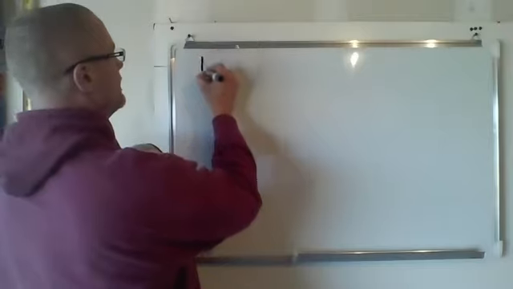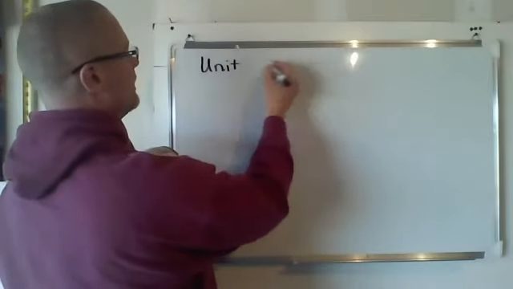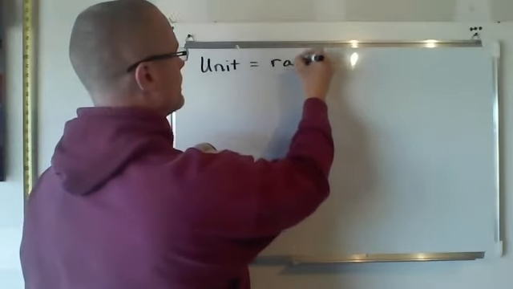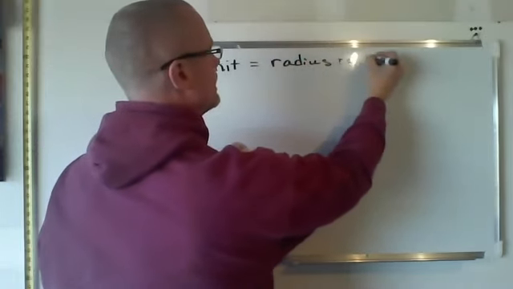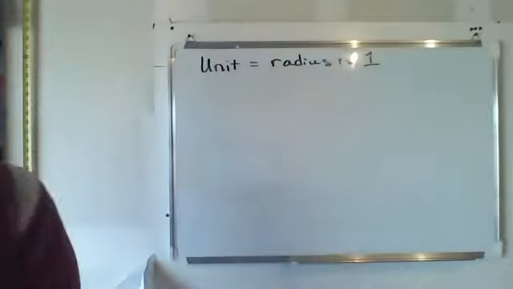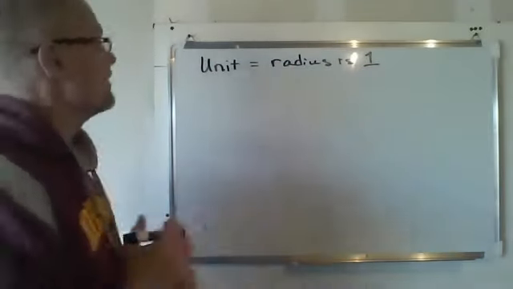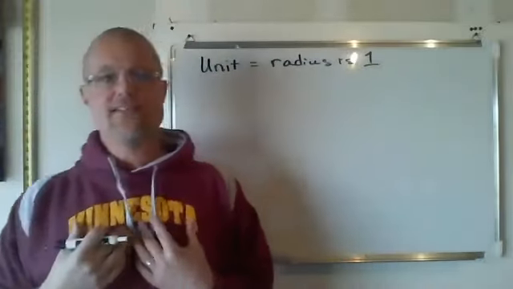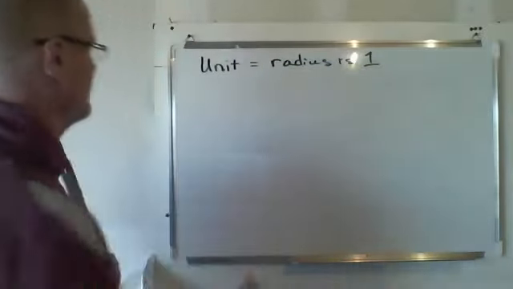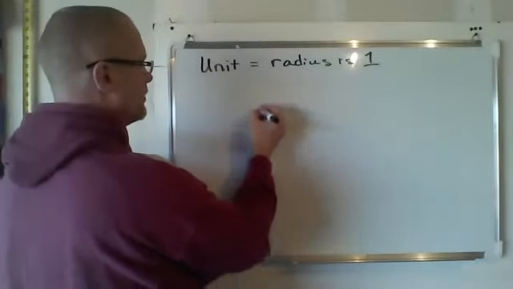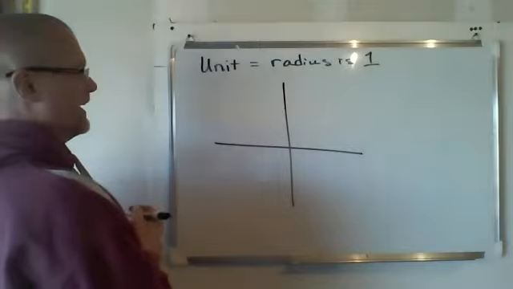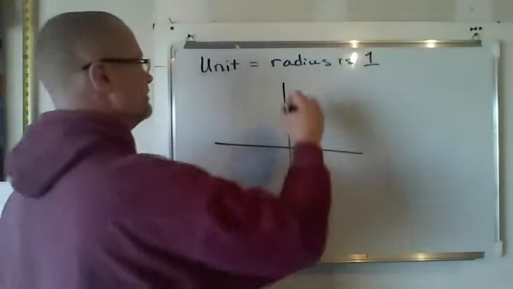So the unit circle, when they talk about a unit, that means the radius is 1. The unit circle means that the radius is 1, and to make life easy on us, we set the center of the circle at 0, 0, at the origin.